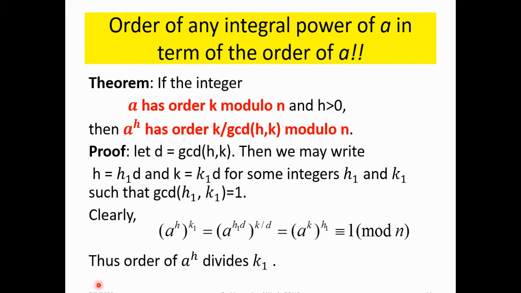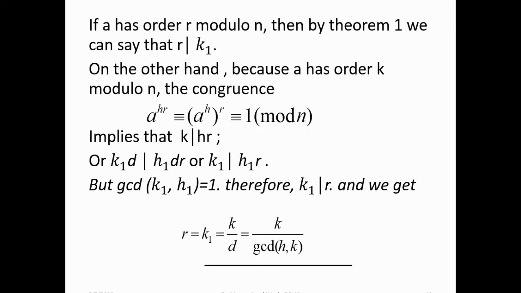So what does that mean? That means order of a to the power h divides k1. Whatever is the order of a to the power h, that should divide k1, because k1 power is giving us 1, by the previous theorem. Now suppose a to the power h has order r modulo n, then by theorem 1, r divides k1. On the other hand, because it is given that a has order k modulo n, the congruence a to the power hr, which is a to the power h to the power r, is congruent to 1 modulo n.